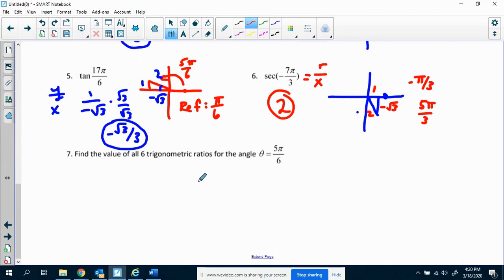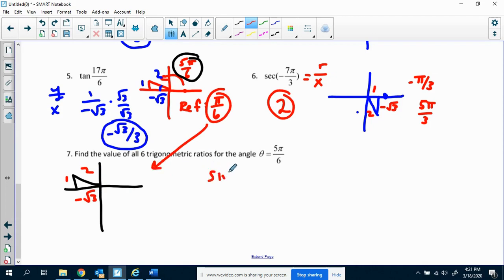Finally, let's find the value of all 6 trig ratios for 5 pi over 6. So 5 pi over 6 is in the second quadrant. We've actually already found tangent for this because we've already drawn this, since 17 pi over 6 is the same thing as 5 pi over 6. So this is a 1, this is a negative square root of 3, and this is a 2. And we're doing this with a pi over 6 reference angle. It's basically the same picture. So sine of 5 pi over 6 is going to be y over r. Y over r is 1/2.